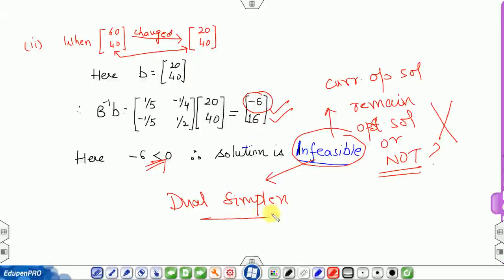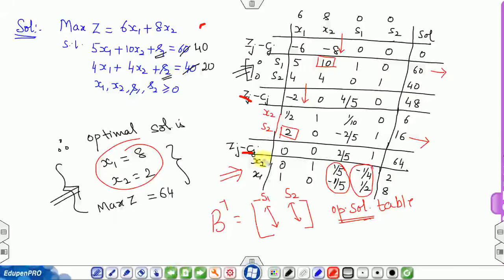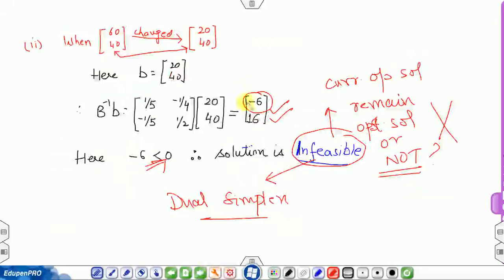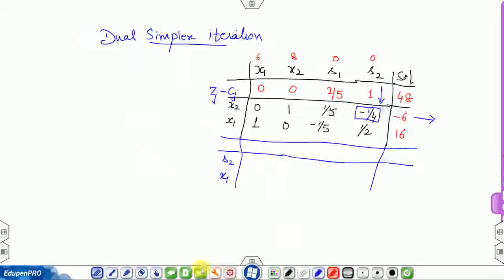So how do you apply the dual-simplex? That's not a big deal. Look at the final optimal table. Just copy this table except the right hand side. Here the right hand side is 2, 8. Replace these values with the newly computed ones, that is minus 6 and plus 16. The rest of the values are the same. Now since this table is not feasible but is optimal, you have to apply the dual-simplex method.